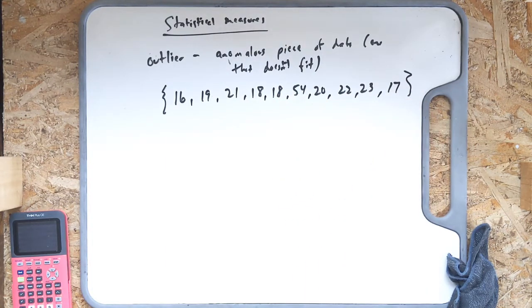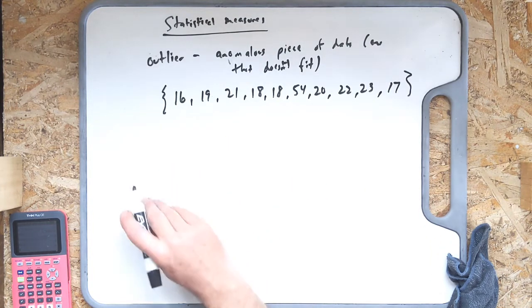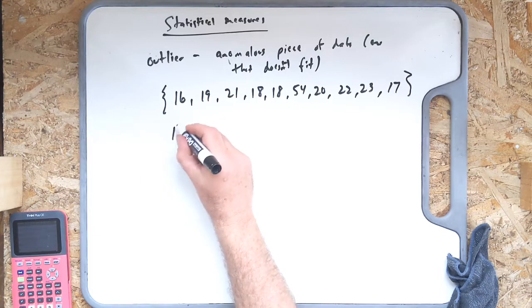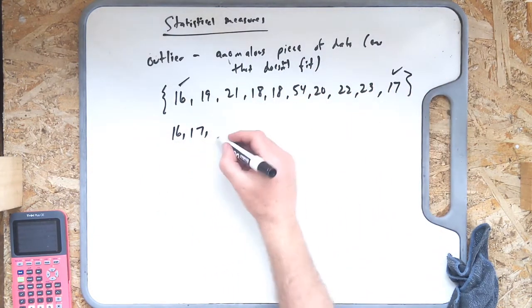Okay, first thing you do again is always order them. In a spreadsheet, you can do that with a simple key. And here I've actually got to go through and write them out. It looks like the smallest one is 16 again. Then it goes 17. There's a couple 18s.